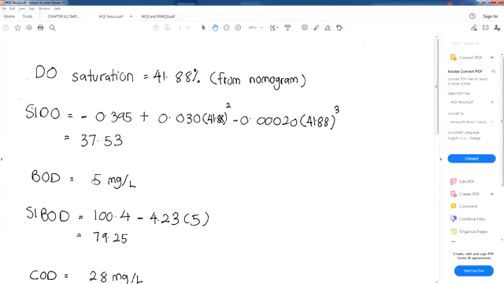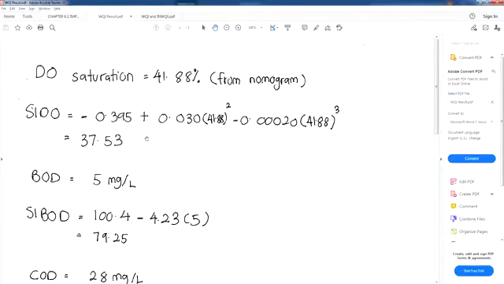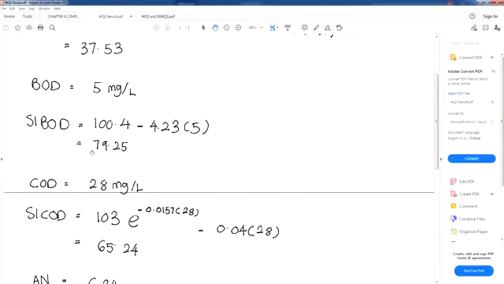Okay, so 5 mg per liter, kita tengok formula SiBOD. If it is bigger than 5, you use this formula. If it is equal or less than 5, you use this formula. So that means the first formula is valid for our data, because it is equal or less. So we use 104 minus 4.23x, where x is the concentration of BOD. You will get 79.25 sub-index.